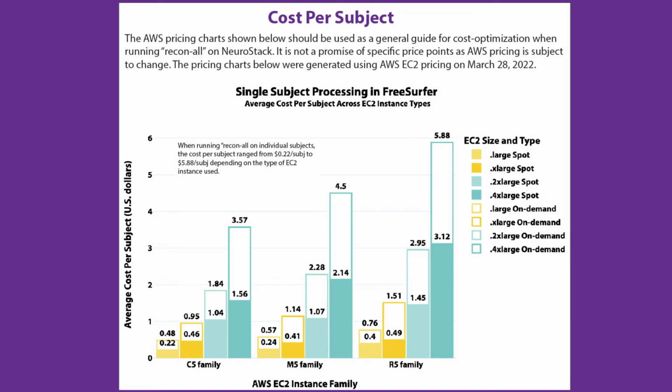Here you can see the cost per subject in US dollars when recon-all is run individually. You can see it varies widely depending on the type of EC2 used. The C5.large Spot instance costs the least at 22 cents per subject on average. The R5.4xlarge on demand costs the most at $5.88 per subject on average.